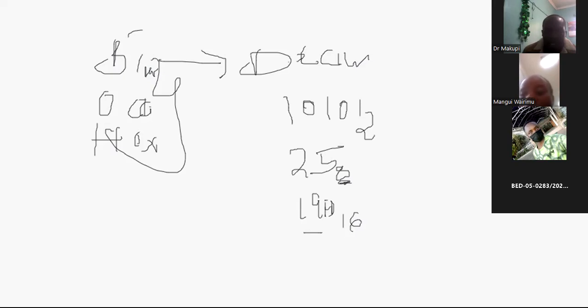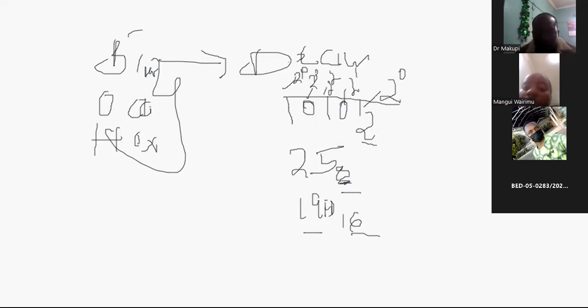Whichever circumstances, as long as you are changing these to decimal numbers, you multiply by increasing powers of that particular base. So for this one, you will say 1 multiplied by 2 raised to 0, 0 multiplied by 2 raised to 1, 1 multiplied by 2 raised to 2, 0 multiplied by 2 raised to 3, and then 1 multiplied by 2 raised to 4. Then you add all of them. Is that clear?